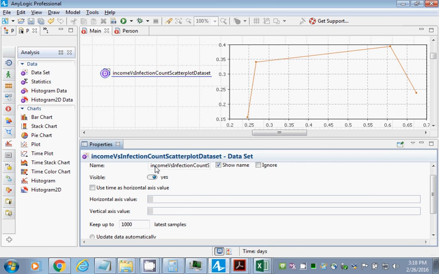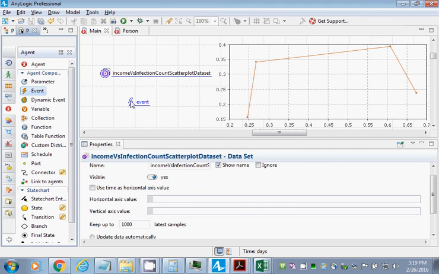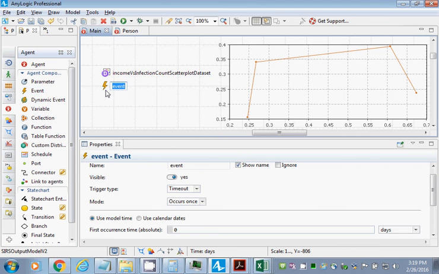Okay. So this is going to be called income versus infection count scatter plot event. When you're building your own models, you can name it whatever you want. Just remember that if you name it too short, you won't easily remember what it is. So this is going to be a timeout, and it's going to be cyclic.